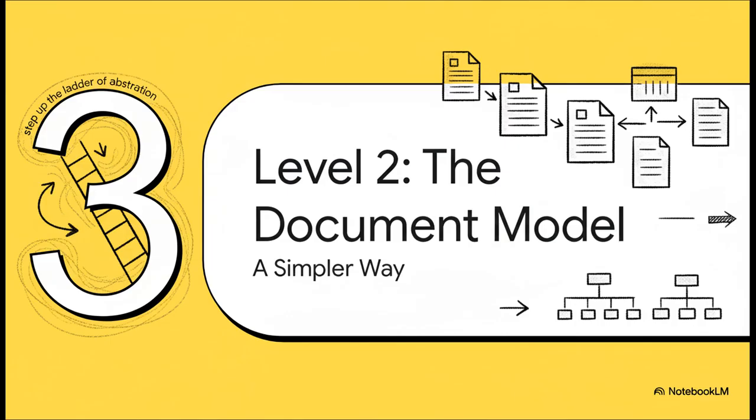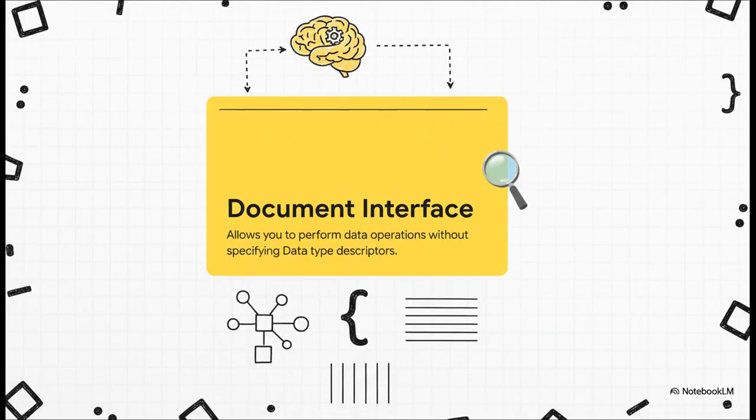This is our first step up that ladder of abstraction, and it offers a much simpler, more intuitive way to handle your data. The big idea here, the key innovation, is that the document interface completely removes the need to specify all those data type descriptors. The SDK is now smart enough to figure out the data types from the data itself.